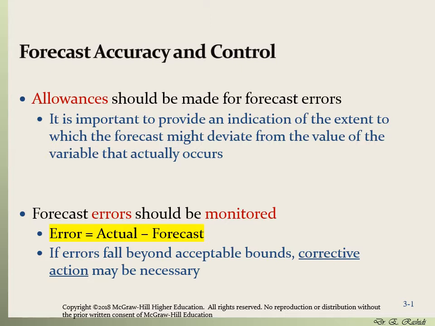Okay? And then knowing that error, we're going to go back to the allowances. If the level of error is within the allowances that we gave, we accept it. For example, if it's within the 10% allowance that we give, then it's fine. If it's higher than that, if it's beyond the allowance level that we have, then we need to take a corrective action. We need to control the forecasting.